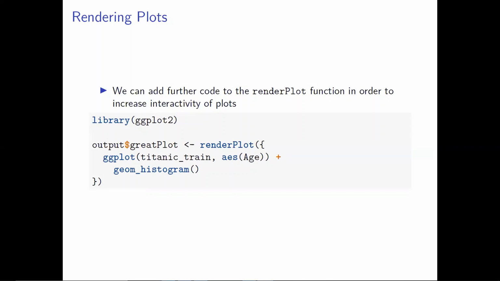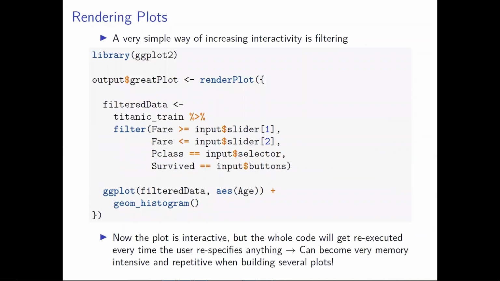And this still is not interactive because we have no connection to the input ID, but we can easily filter the data set by our control widgets. So this is basically one simple idea of adding an interactive component. Just filter the data set by specific scenarios. And to do so, we'll stay in the render plot function, but add another object named filtered data, which will be filtered according to the input provided by the user.